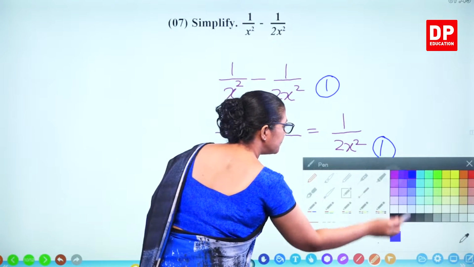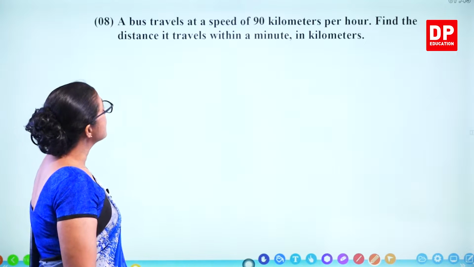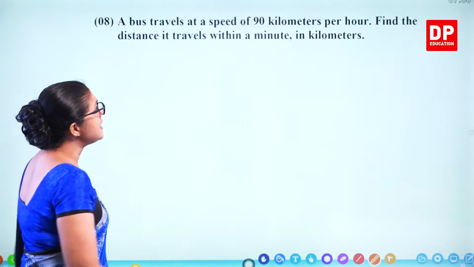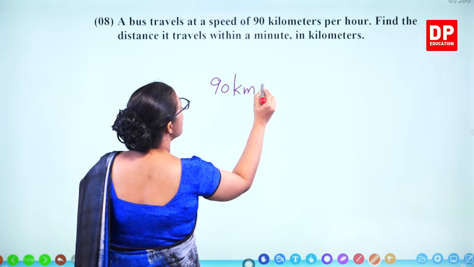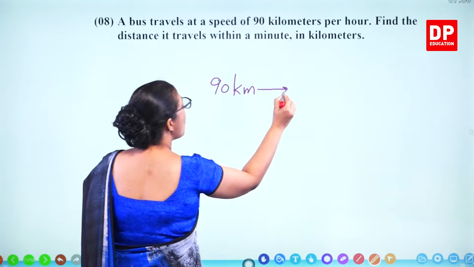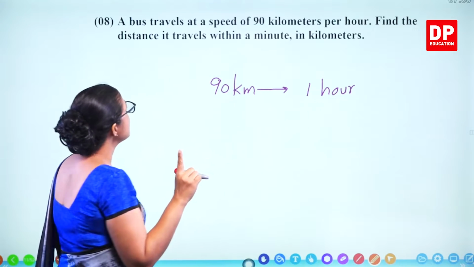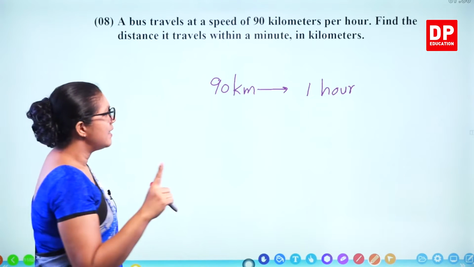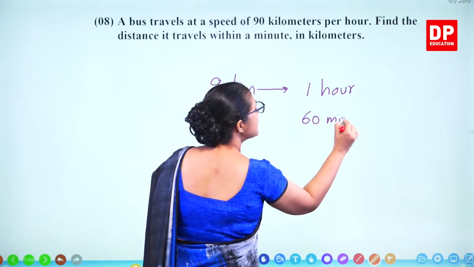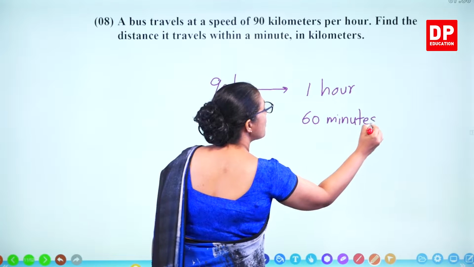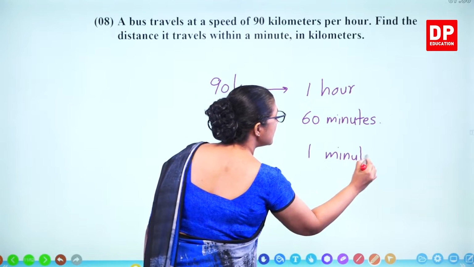Question number 8. A bus travels at the speed of 90 kilometers per hour. So this is 1 hour. Find the distance it travels within a minute. So how many minutes in 1 hour? So this means 60 minutes. So now we need it for 1 minute. So what do you do?